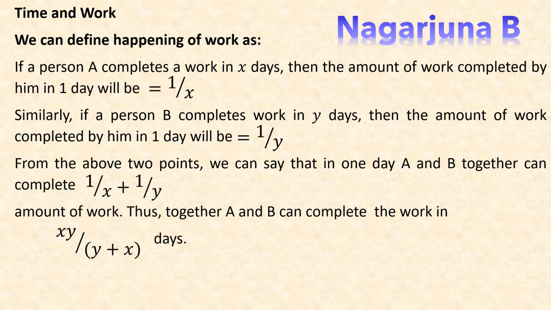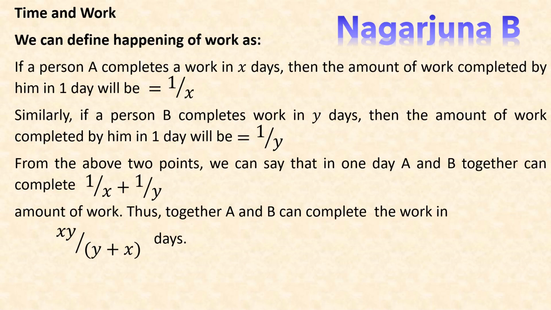Or else we can also say that whatever we get, Y plus X divided by XY, you need to write as 1 divided by Y plus X divided by XY. Then Y plus X will be there itself, whereas XY will come to the numerator, therefore it will be XY divided by Y plus X. So instead of doing all those things, just interchange numerator and denominator.